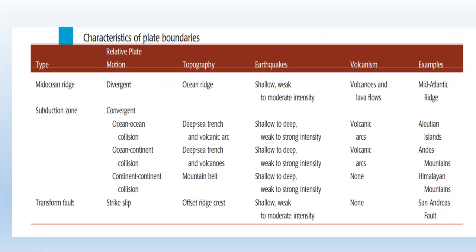Different ophiolite sites are also present in the Himalayan mountain belts. These are evidence of the Tethys Sea, and the basaltic events of that sea are very beautifully preserved in those ophiolite complexes. And the San Andreas Fault is an example of a transform fault in the present day, where there are shallow, weak to moderate intensity earthquakes.